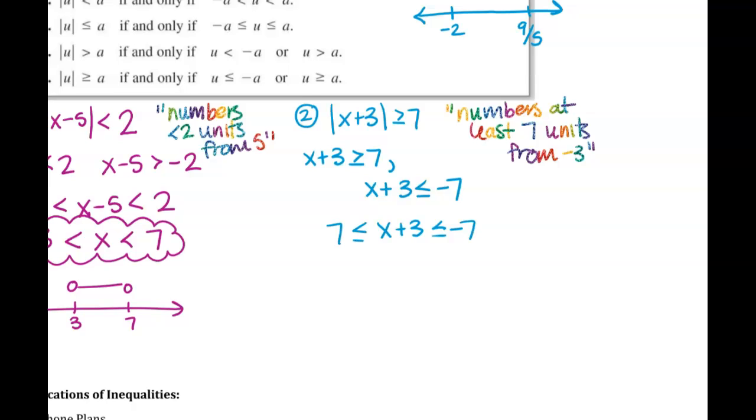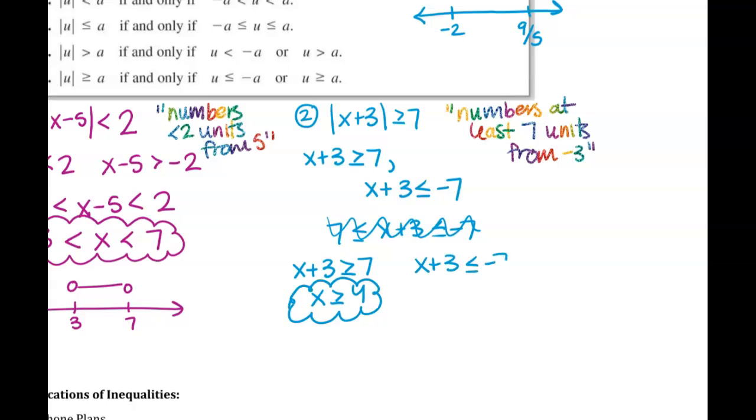But the problem with this is that it's kind of backwards, and so you can solve it this way, but it doesn't make a whole lot of sense, right? Because we have a 7 that is greater and it's on the left. So I'm going to just solve them separately. If x plus 3 is greater than or equal to 7, subtract 3, x is greater than or equal to 4. If x plus 3 is less than or equal to -7, subtract 3, x is less than or equal to -10.